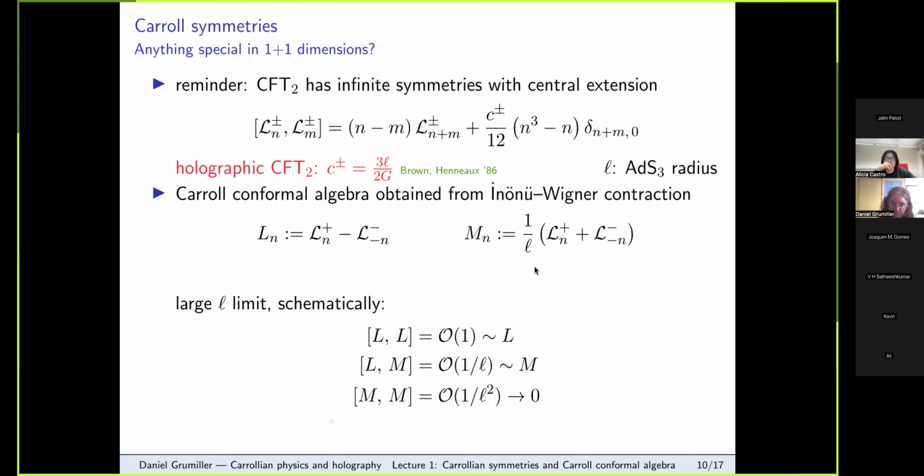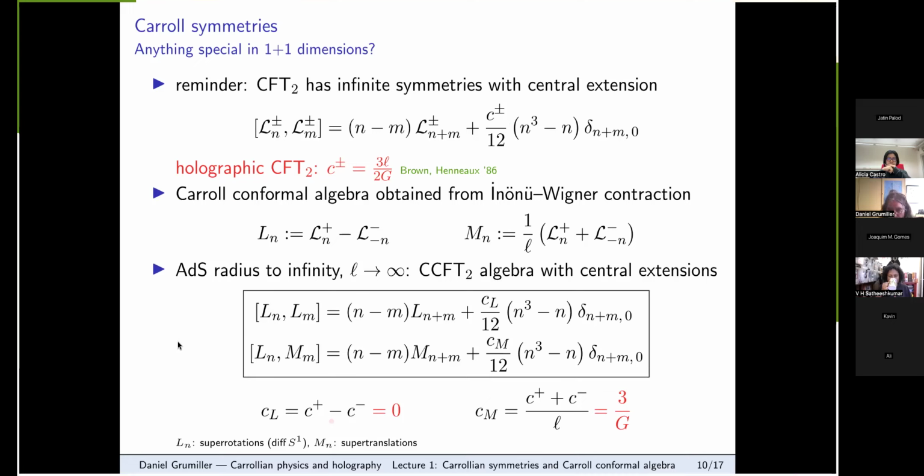Before I write down the precise algebra, you can already see schematically what's going to happen. L with L is order 1. So therefore it has to be L times something. L with M is order 1 over L. So the right-hand side has to be M. But M with M is order 1 over L squared, and there's no generator that has a 1 over L squared. So if you take the limit L to infinity, this is going to be 0. This is why you can see already at this stage that these are going to be the supertranslations, and you have infinitely many of them.